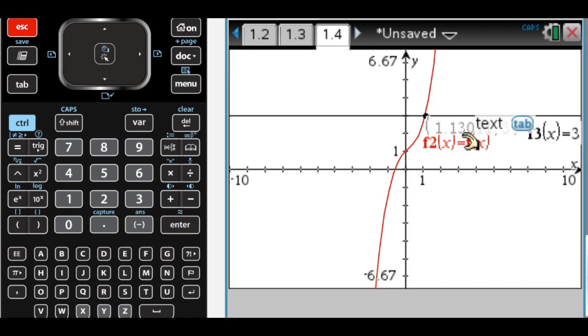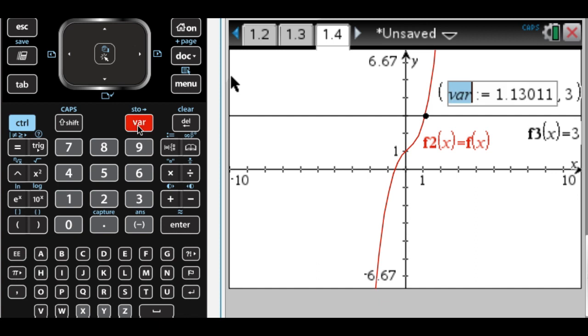So I get that. Okay, so I know that when the y-coordinate of f of x is 3, that means the x-coordinate of the inverse is 3. So the ordered pair on the inverse is actually 3, 1.13, and so on. So what I'm going to do is store this x-coordinate right here. I'm going to store that just as a.